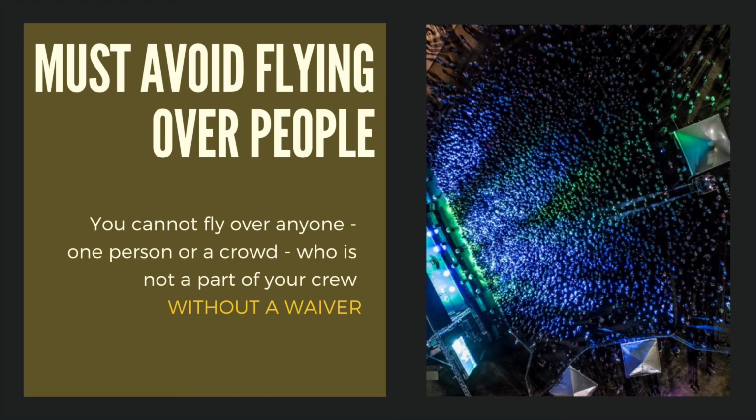And the last rule I want to go over is you must avoid flying over people. You can't fly over anyone who is not a part of your crew without a waiver. You have to have FAA permission to fly over people. Now, you can fly over your crew members, the direct people who are part of your crew, but you cannot fly over anyone else. And so all the drone footage you see from concerts or sporting events or even just crowds in general is almost guaranteed to be in violation of FAA rules.